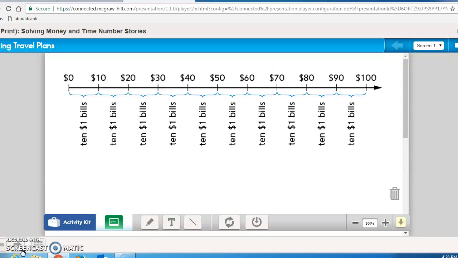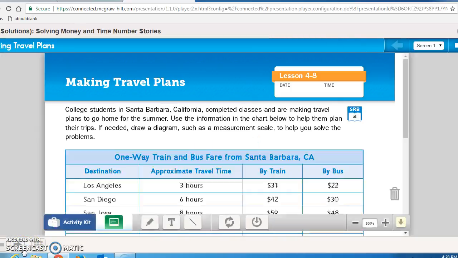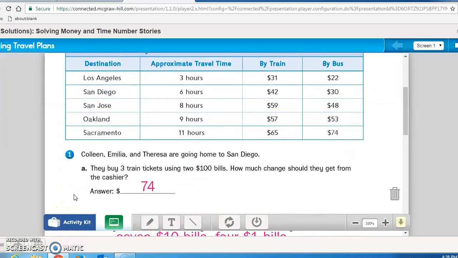Don't forget, whenever it's asking you to do some sort of number line, that you can divide it up as such. Between $0 and $10 is 10 $1 bills. Between $10 and $20 is 10 more $1 bills. Between $20 and $30 is 10 more $1 bills, and so on, all the way up to $100. This may help you to figure out some problems to the questions they have posed on this page.